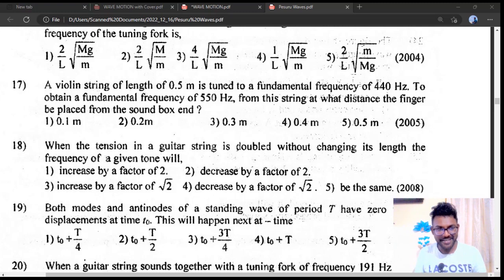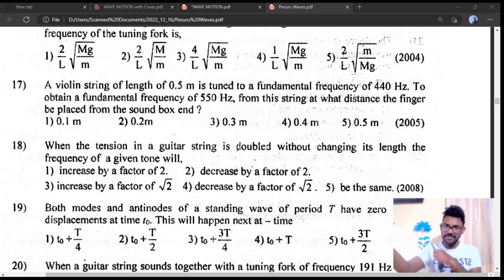All right. So yeah, we are going to the 18th question. It says, when the tension in a guitar string is doubled without changing its length, the frequency of the given tone will, right? Now the guitars have strings. They are string instruments, like the guitar, violin, cello, double bass, where they are using strings. The strings are completely stretched out, so that will be a stretched string, right?